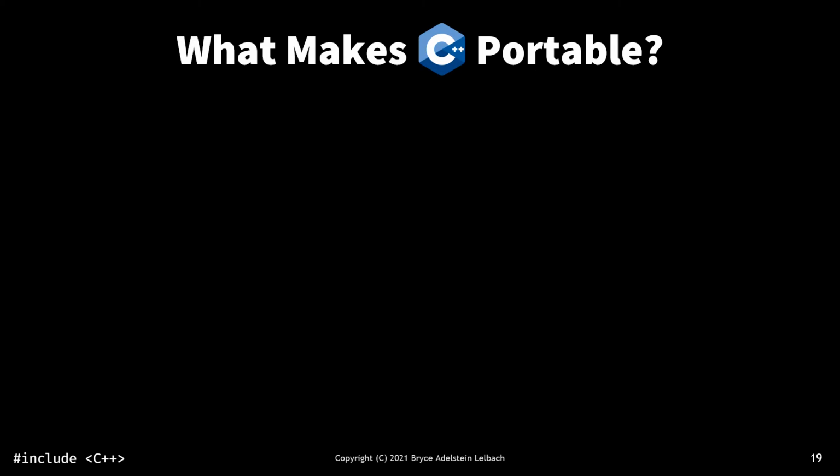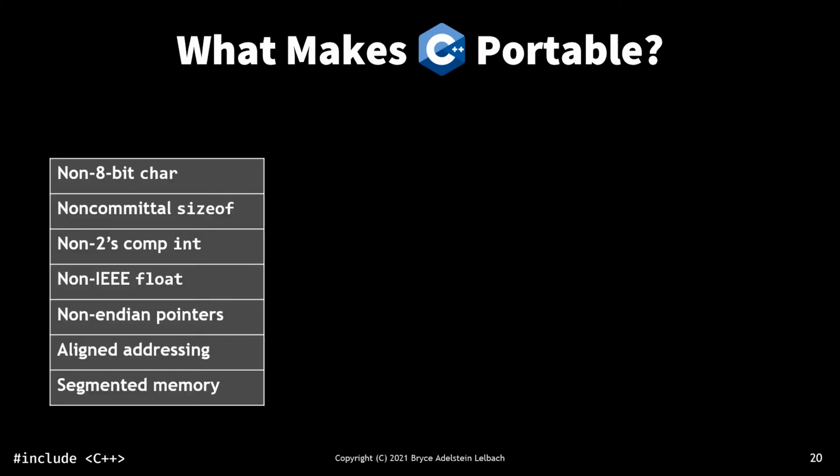What aspects of the C++ language itself make it portable? If we asked a typical C++ programmer, I think we'd get a list that looks like this. Non-8-bit bytes, variable-sized built-in types, non-2's complement integers, non-IEEE floating point, non-Indian pointers, aligned addressing, segmented memory, etc. C++ supports all of these things.